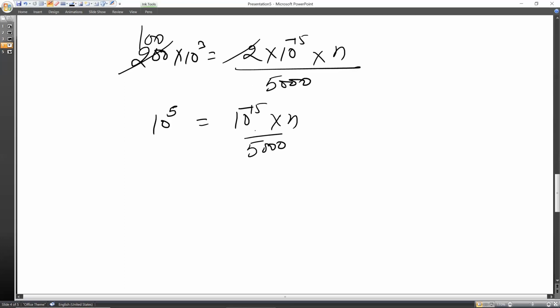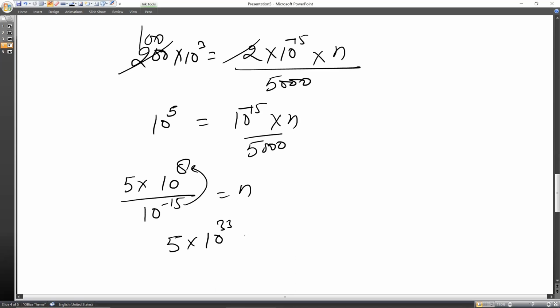So when you divide it, it will go to 10 to the power 5 into 10 to the power 8 upon 10 to the power minus 15 is equal to n. So it will go up to 5 into 10 to the power, okay, 33. Sorry, not 33, 23. This is the answer.